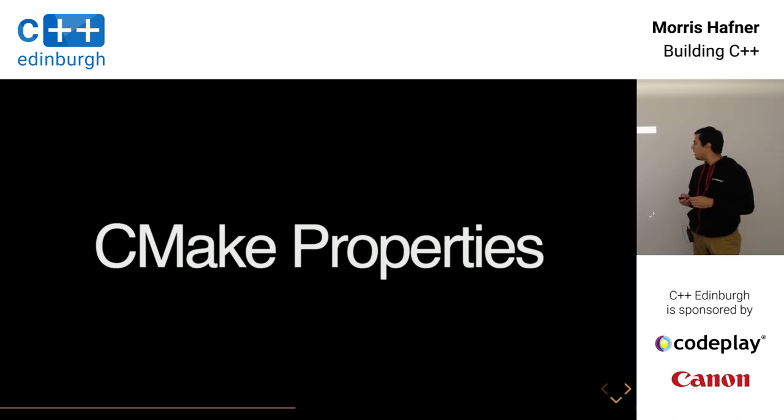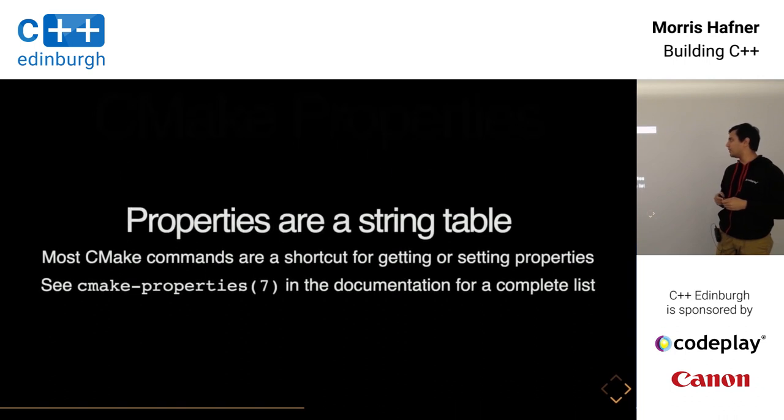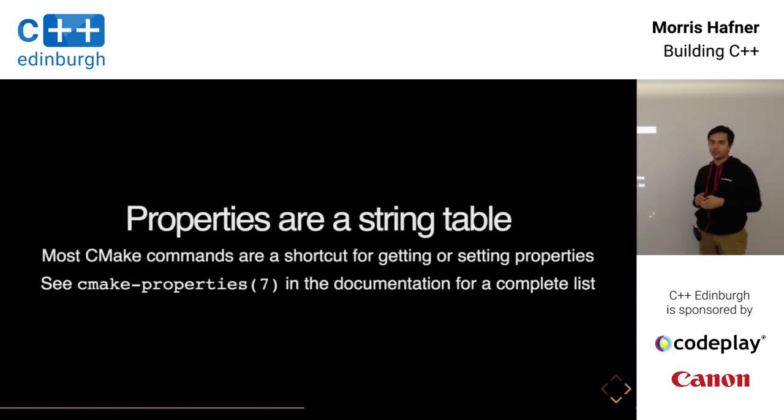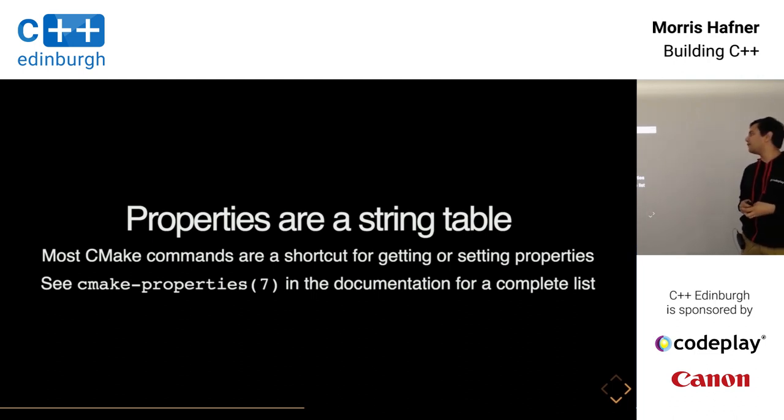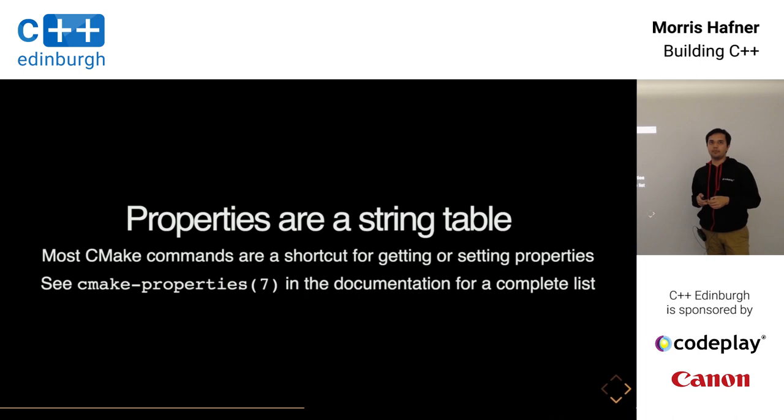Yeah. So properties. I've talked about them a lot. So what are properties? They are mostly just a string table attached to various entities in CMake. There is a whole bunch of different properties that you can set, and the list is just too long to explain. So just go to this website and scroll through the list. It's huge. And most CMake commands are just syntactic sugar for setting or getting some property out of a target or directory or source file or whatever.